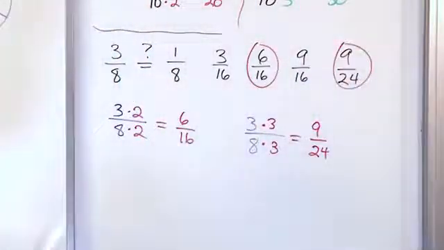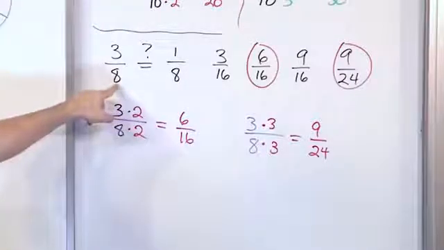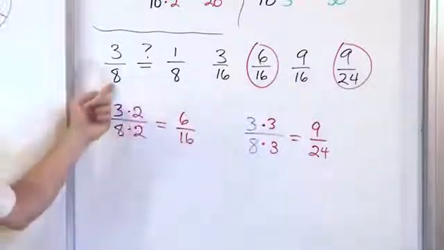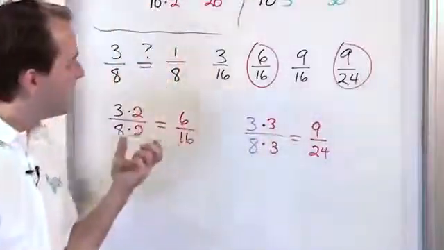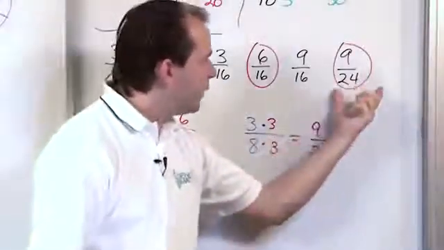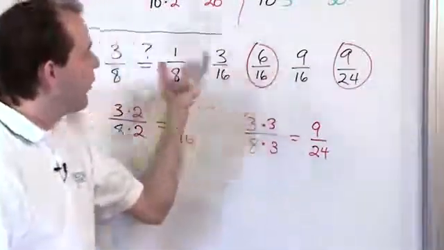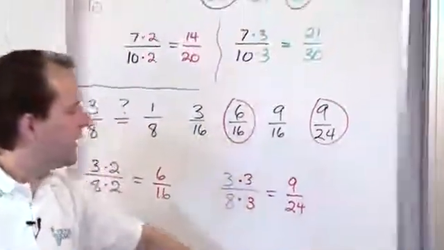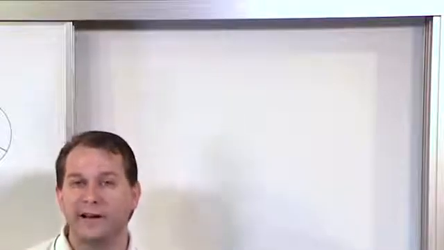And those are going to be the only answers because if I multiply by 4 on the bottom, 8 times 4 is 32. I don't have any 32s on the bottom. 8 times 5 is 40. I don't have any 40s on the bottom. So there's nothing else that matches. But what this is showing is that 9/24 is exactly the same fraction as 6/16, which is also exactly the same fraction as 3/8. You can multiply a fraction by anything you want as long as you do it to the top and the bottom at the same time.